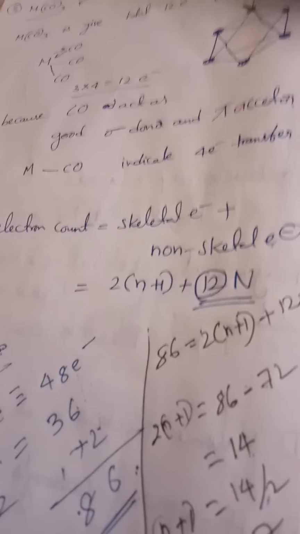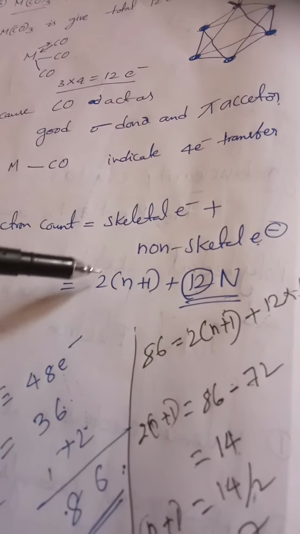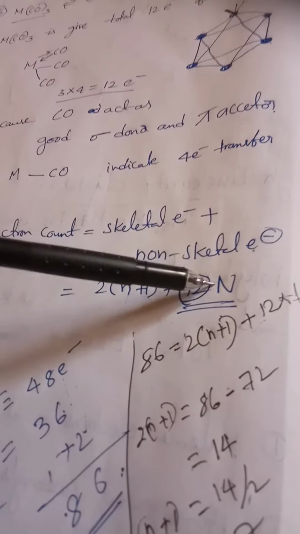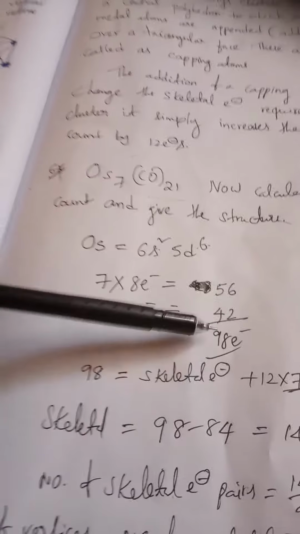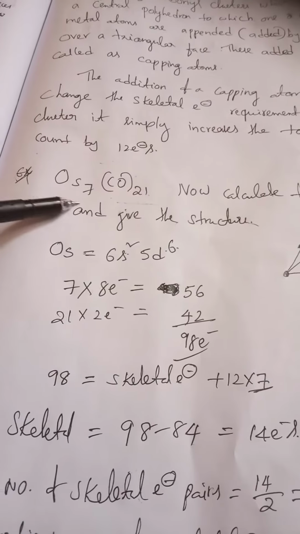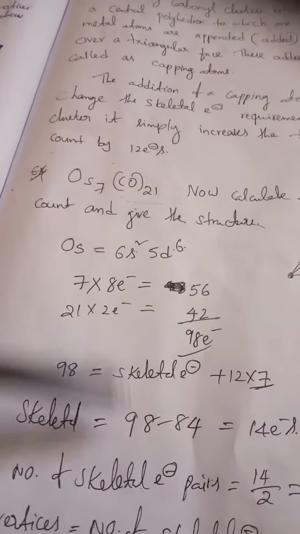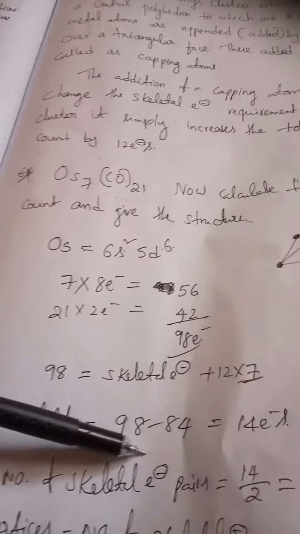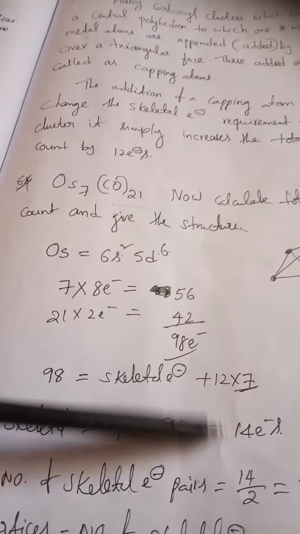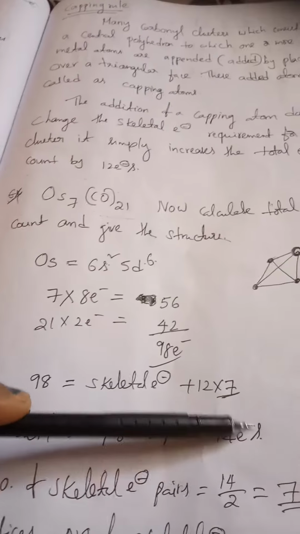So the total electron count, what is the formula? Total electron count is equal to skeletal electrons plus non-skeletal electrons. So 2n plus 2 plus 12n. Here the skeletal electrons are 2n plus 2, and 12 into the number of metal atoms. Capital N is nothing but the metal atoms. How many are there? 7. So 12 sevens are 84, and 98 minus 84 is 14 electrons. So this 14 electron count is fixed for any cluster.